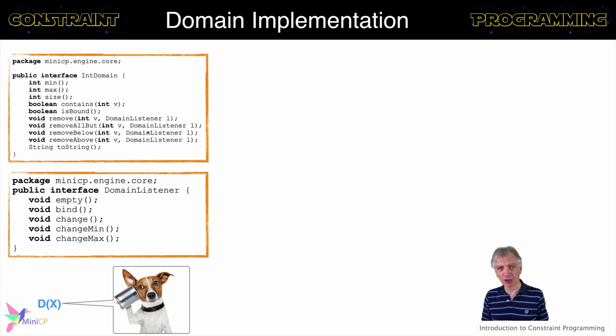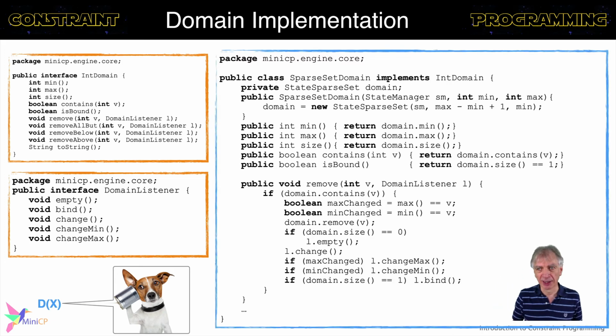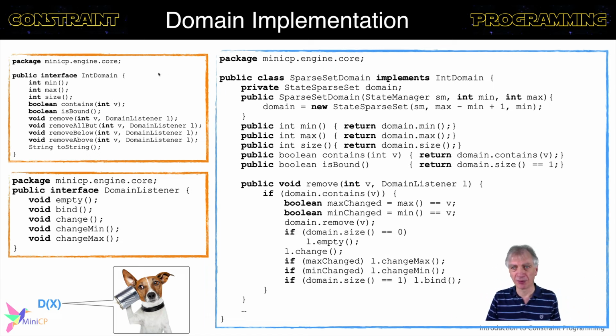All right? And so once you have this listener there, this is what you do when you implement a sparse set domain. So a sparse set domain is going to be very easy to implement. You're going to use a domain, which is the state sparse set. So that's basically the set that you're representing. And most of the time, what you're going to do when you want to implement min, max, and size is just delegate to this sparse set. If you want to find the min of this domain, you ask the sparse set, hey, what's your min? Or hey, what's your max? What's your size? Do you have this value or not?